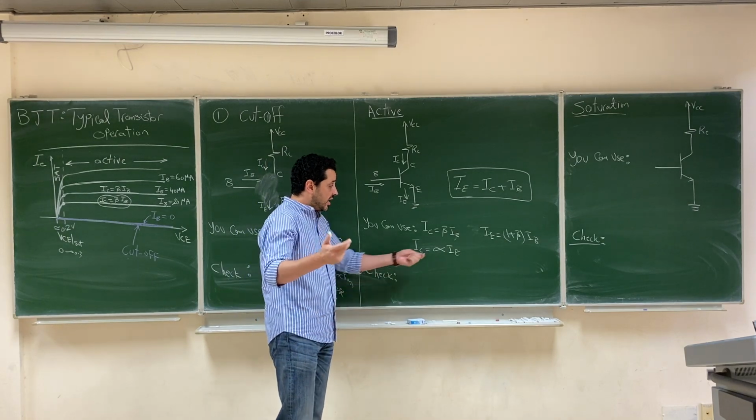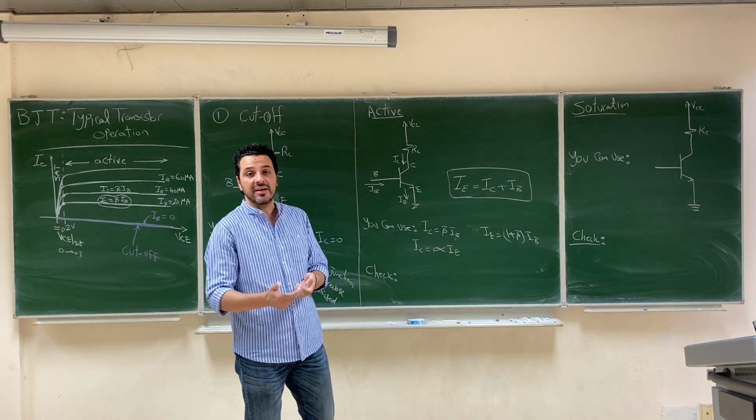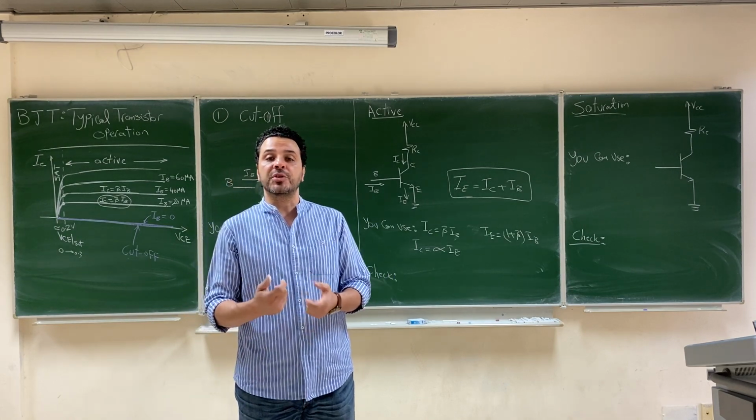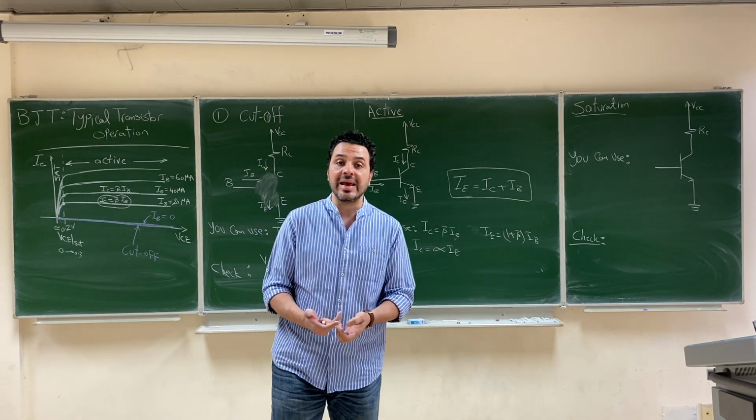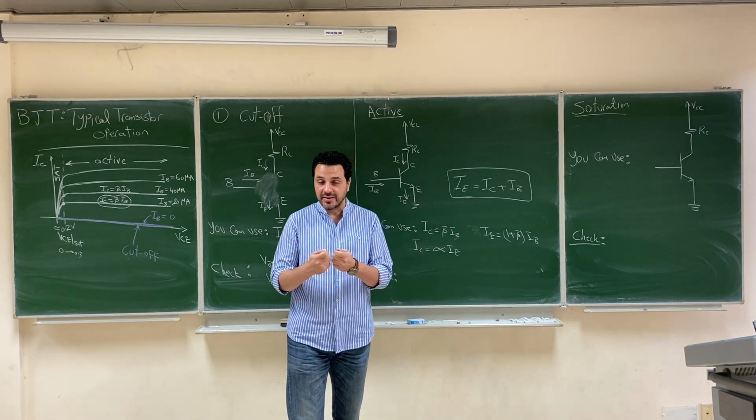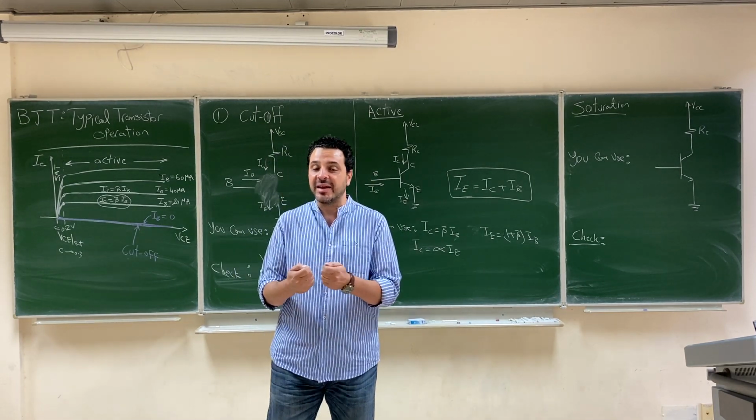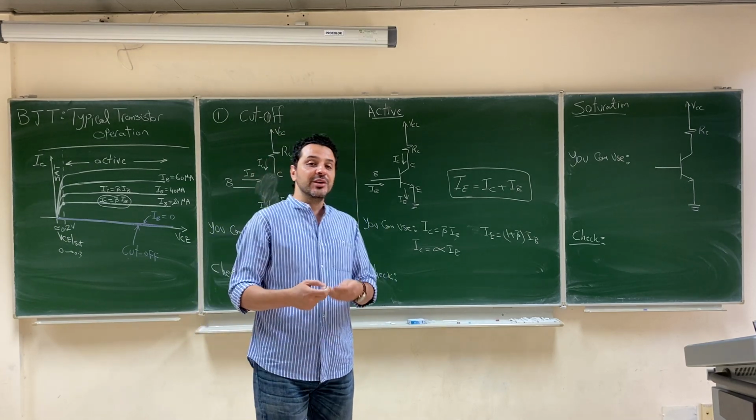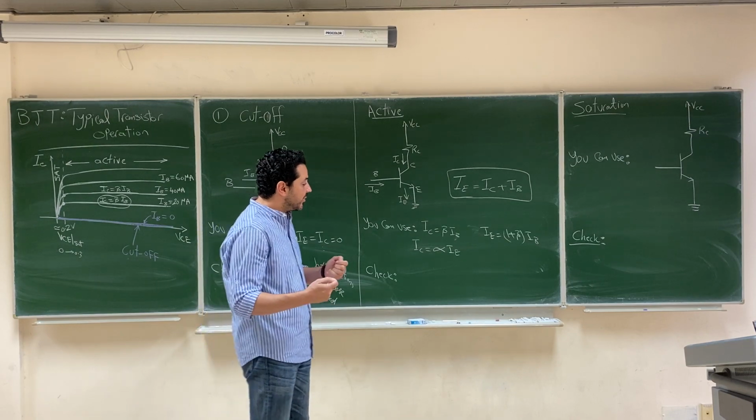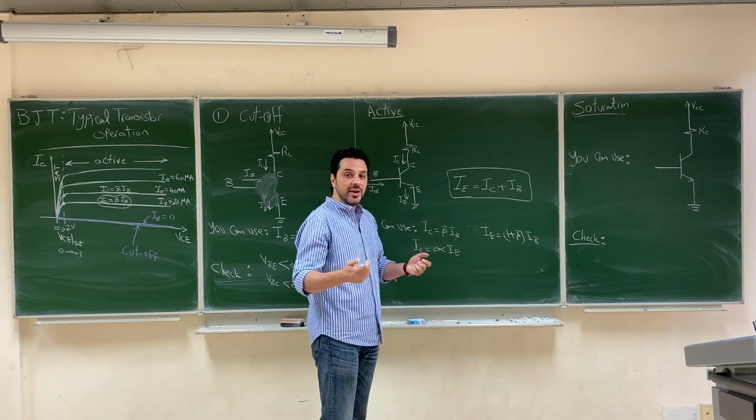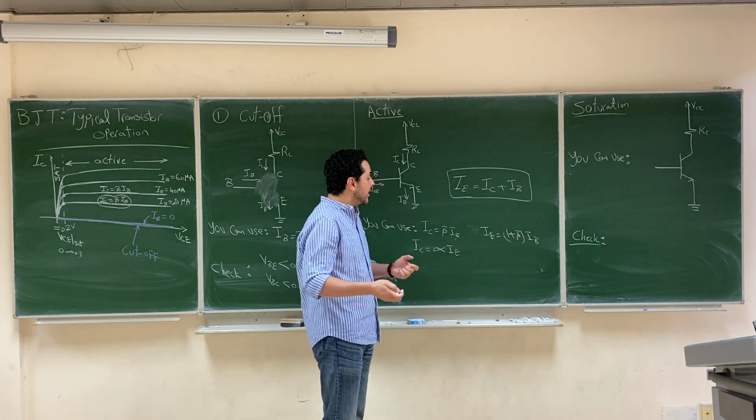And as additional information, beta and alpha, both of them are temperature dependent. So as you will see in one of the lab experiments, they change with temperature. They are not all the time constant. They change with temperature, and they change with the value of VBE. So they are kind of not reliable. But in our course, in our theory, we assume that they are constant.